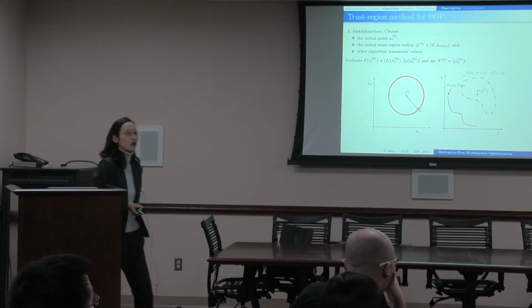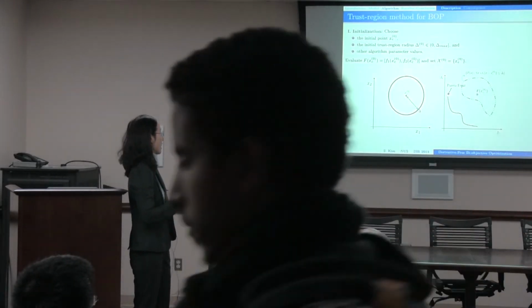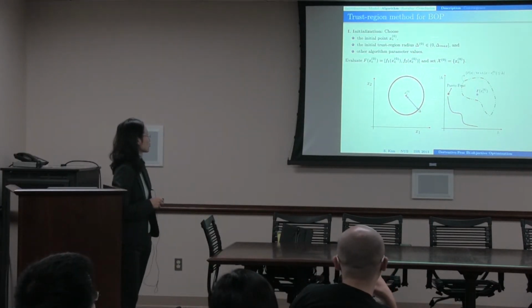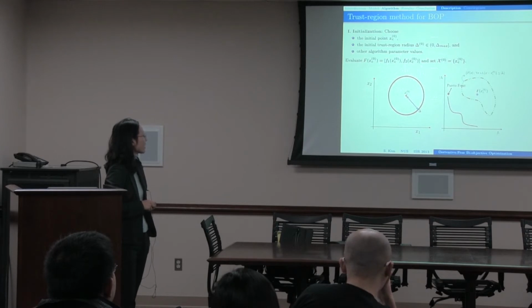Okay, so here I'm going to go over our algorithm step by step. Like the typical trust region method, we first choose the initial point and the radius. This is the initial center point and the radius. At the beginning, our approximate solution set is just this center point. And here in the objective function space, we have the image of this disk.